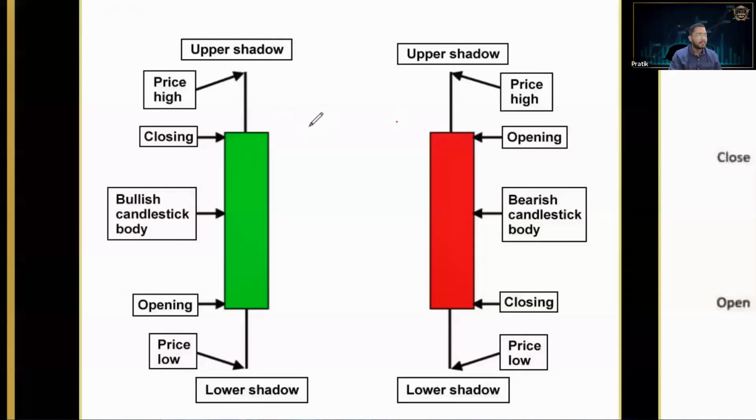Okay. Let's say the price opens here. The price goes down in the morning. So this is the price at which it opens. 9:15. Everyone with me? The price opens here.